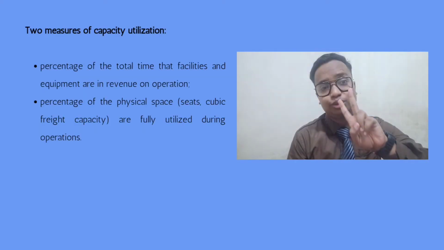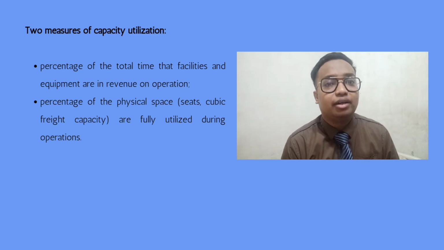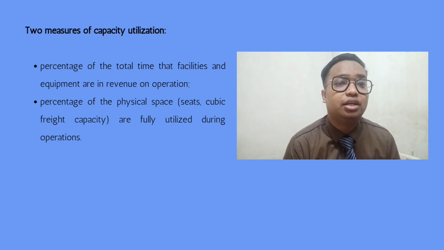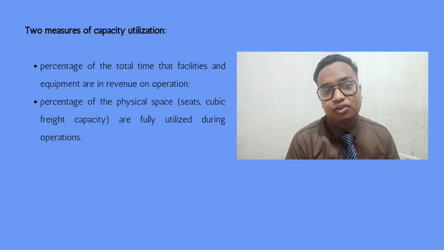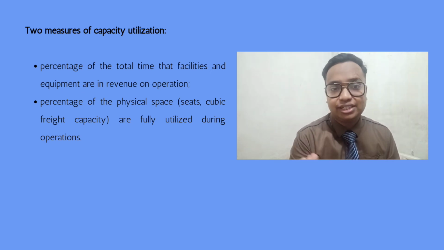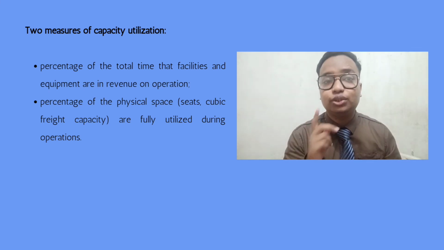Two measures of capacity utilization. First, the percentage of the total time that facilities and equipment are in revenue operation. Second, the percentage of the physical space, seats, or cubic freight capacity that are fully utilized during operation.